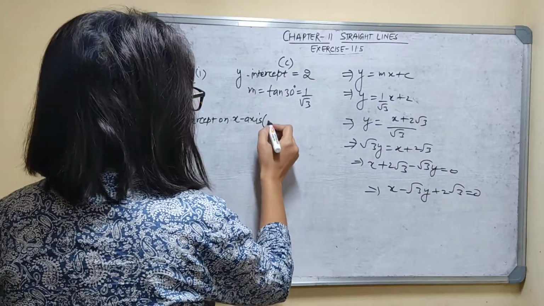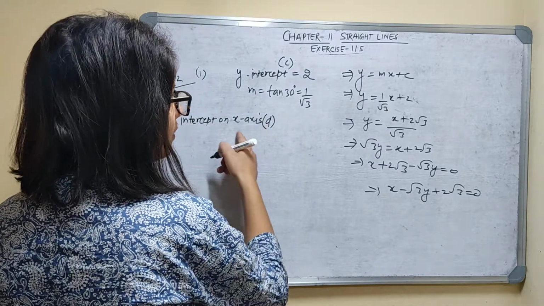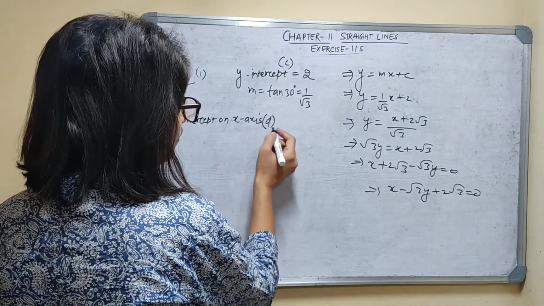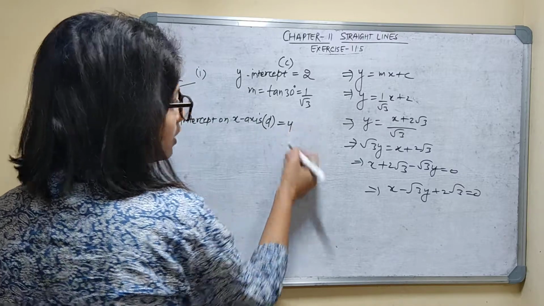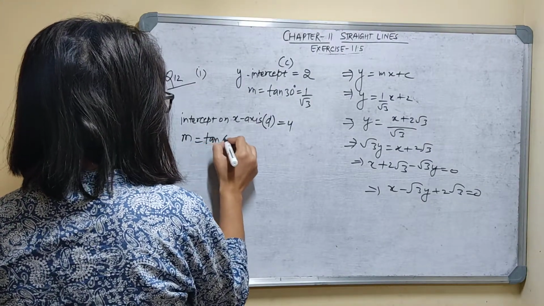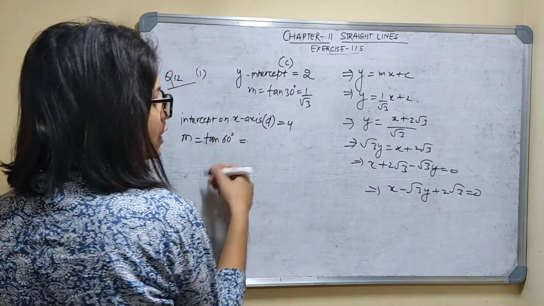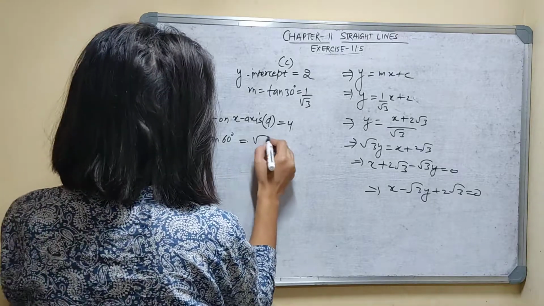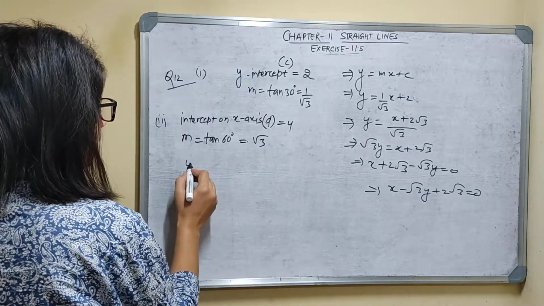That is given, that d, the x-intercept. How will we denote it? d is equal to 4. This is given, positive 4 only. And it makes an angle of 60 degrees, which means m is equal to tan 60. It is the acute angle only, so there is no need to do tan 180 minus theta. So it is root 3.